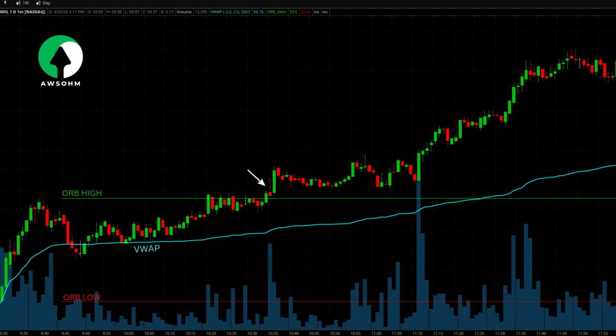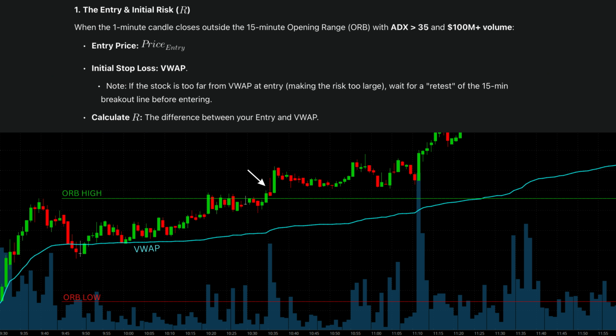Here is how the trade evolves from the 9:45 a.m. breakout through the management phase. 1. The entry and initial risk (R). When the 1-minute candle closes outside the 15-minute opening range, ORB, with ADX greater than 35 and $100 million plus volume, entry price = price_entry, initial stop loss = VWAP. Note, if the stock is too far from VWAP at entry, making the risk too large, wait for a retest of the 15-minute breakout line before entering. Calculate R, the difference between your entry and VWAP.